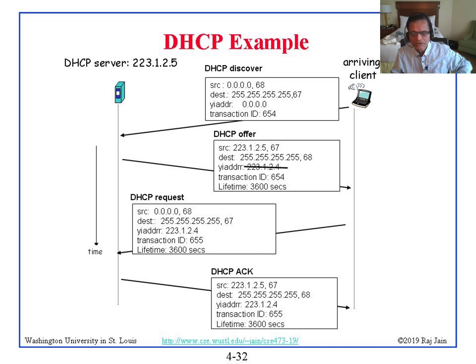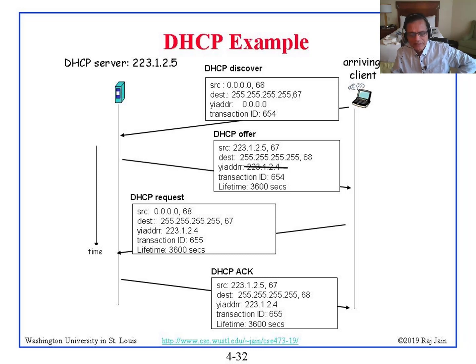Yes, I was basically 2 steps ahead here. In the request, basically it is a broadcast which says, is there anybody here, and they say yes, I am here, and this is my address. And in this case, it says that I would like to get this address 223.1.24, and this says that yeah, you got that address.